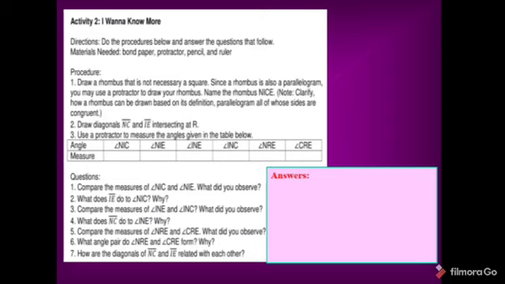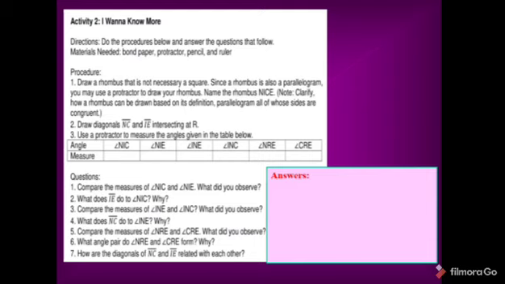Let's go, let's have it together. Number 1, draw a rhombus that is not necessarily a square. Since a rhombus is also a parallelogram, you may use a protractor to draw your rhombus. Then, name the rhombus NICE, and take note: recall how a rhombus can be drawn based on its definition, a parallelogram whose sides are all congruent. Okay, are you done? Number 2, draw diagonals NC and IE intersecting at point R.